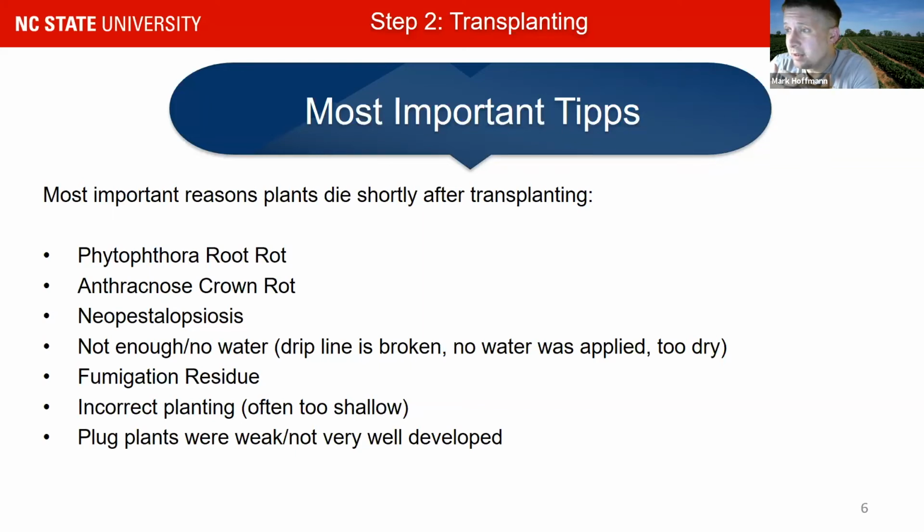The most important reasons why plants die shortly after transplanting: one of them is Phytophthora, and the other one is Anthracnose. Neopestalotiopsis might be one, but often we also see fumigant residue, incorrect planting, not enough water, or the drip line is broken and the water was not applied, so the soil is too dry. We have that problem often. Or very often the plug plants were weak or not very well developed. Often you see a mix of those as reasons for plants that will not establish very well in the summer.